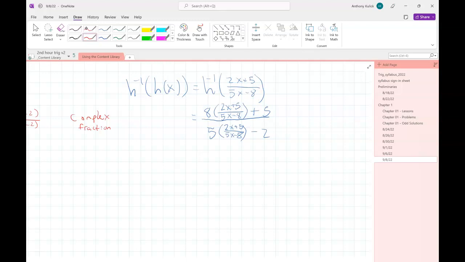So there's the composition. Another complex fraction. That's okay. What was the trick to getting rid of the fractions inside of the fraction? Multiply. Yeah, multiply by 5x minus 8.